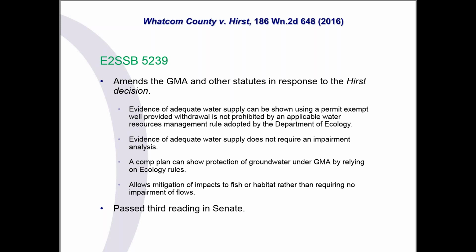Here is sort of a summary of what the bill does. One significant thing too is that it would allow for the mitigation of impacts to fish or habitat rather than requiring no impairment of flows. I believe this is getting at the Foster decision, which requires that mitigation be in kind and place, I believe. So this has passed the third reading in the Senate, and so it is still active.